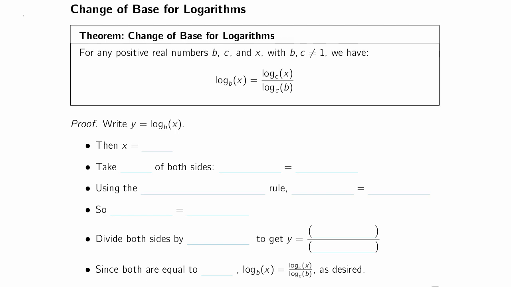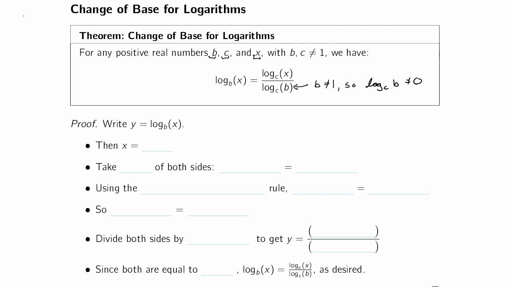Here is our last property of logarithms, the change of base property. This says that if we have any two bases, b and c, so b and c are positive numbers and they're not 1, then for any positive number x, the log in one base of x is the log in the other base of x divided by the log in the other base of the first base.